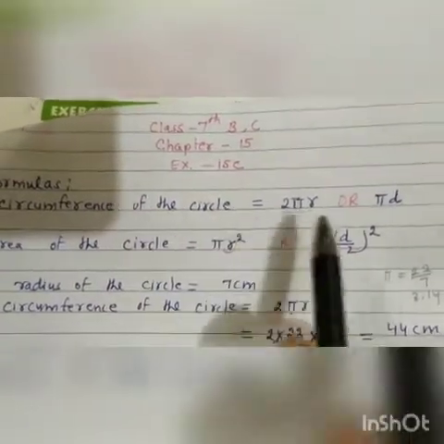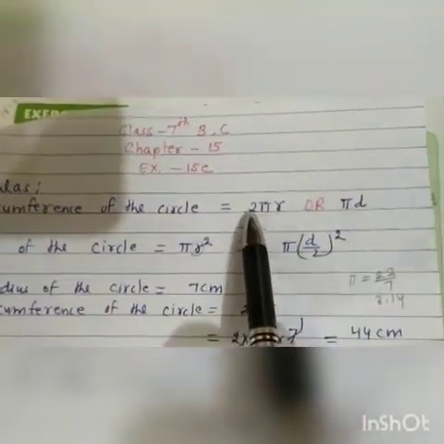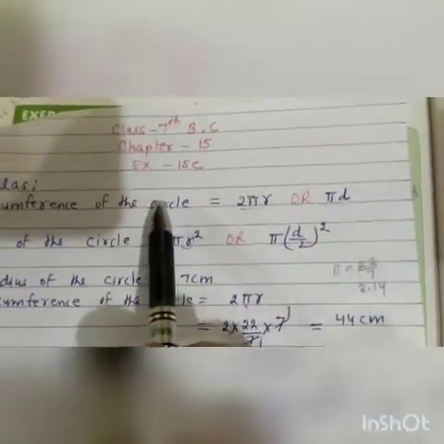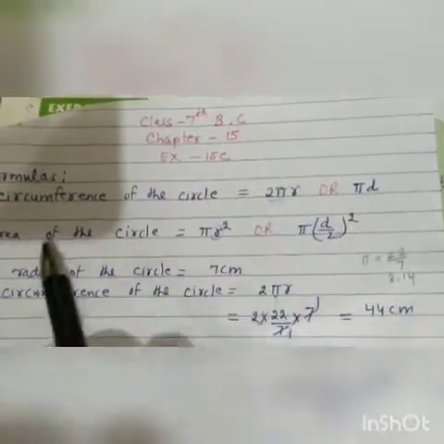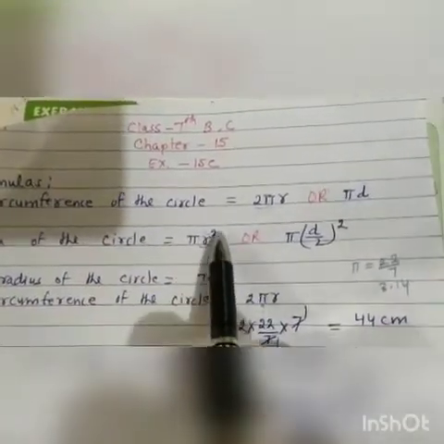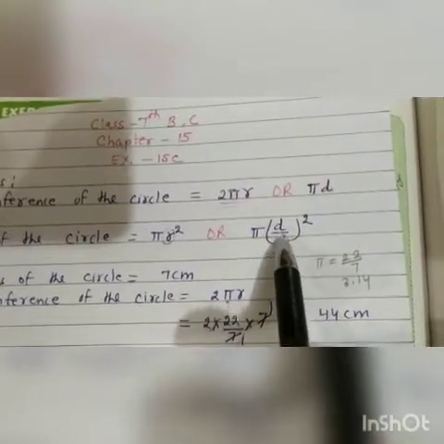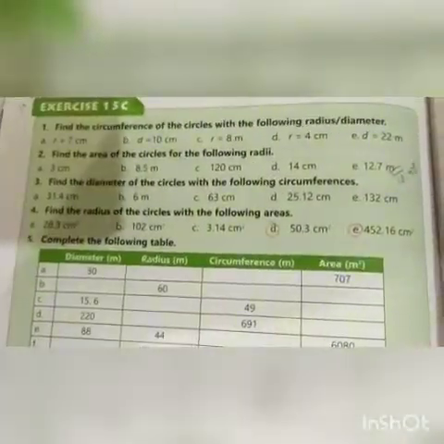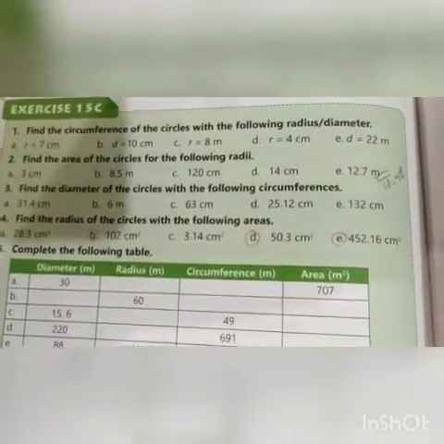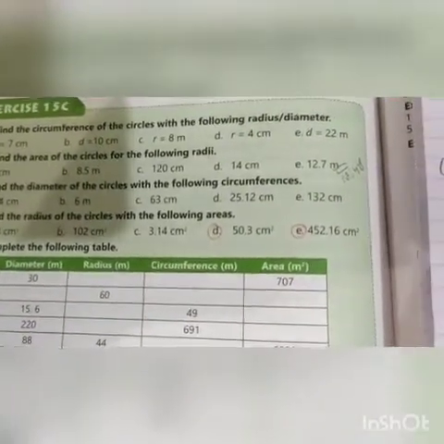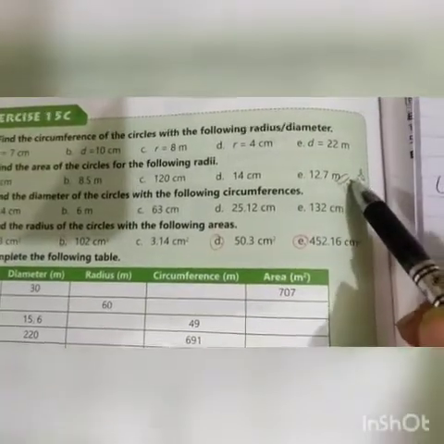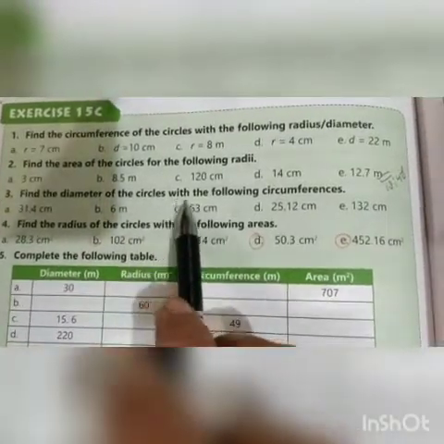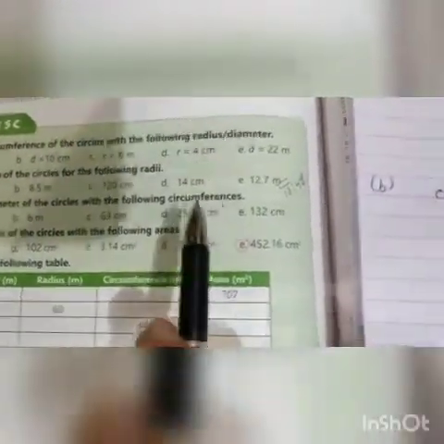Circumference of the circle, if radius is given, then we will use this formula 2 pi r, but if diameter is given, then circumference of the circle is equal to pi d, and area of the circle is equal to pi r square or pi times d upon 2 whole square. So today we will continue the same exercise because in the previous class I explained only up to question number 2. Question number 3 is: find the diameter of the circles with the following circumferences.